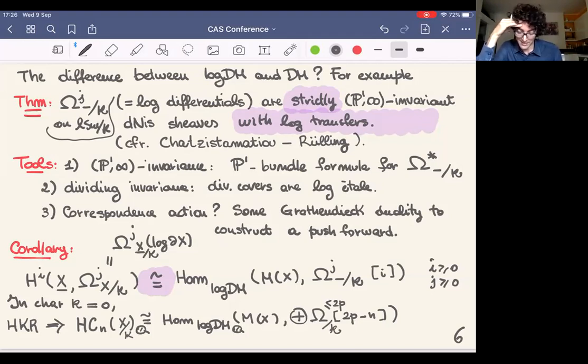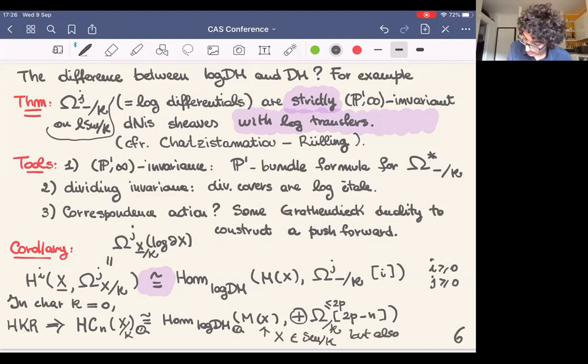So X doesn't have to be, so here, for example, X could be a smooth scheme over k, with trivial log structure, but also X log smooth over k. So this gives you a definition of a logarithmic cyclic homology.